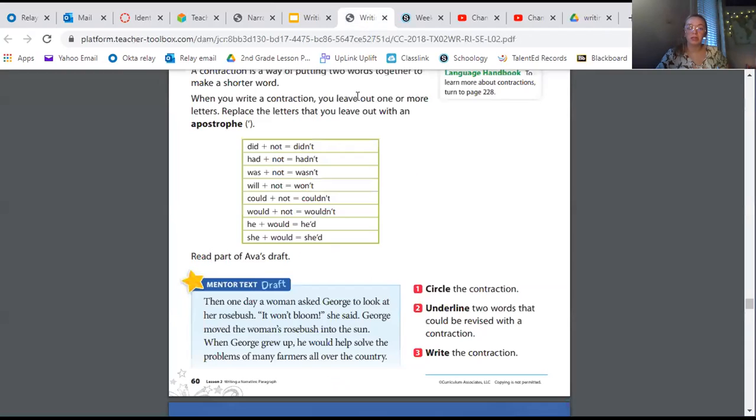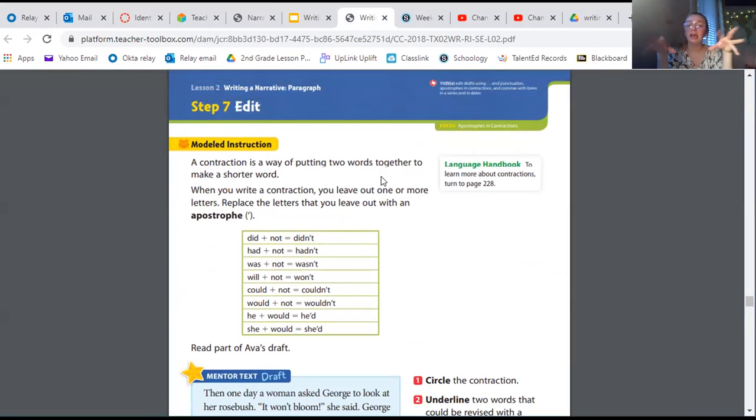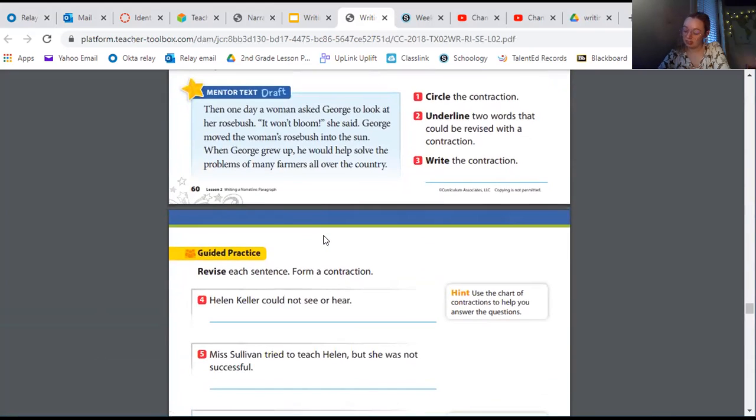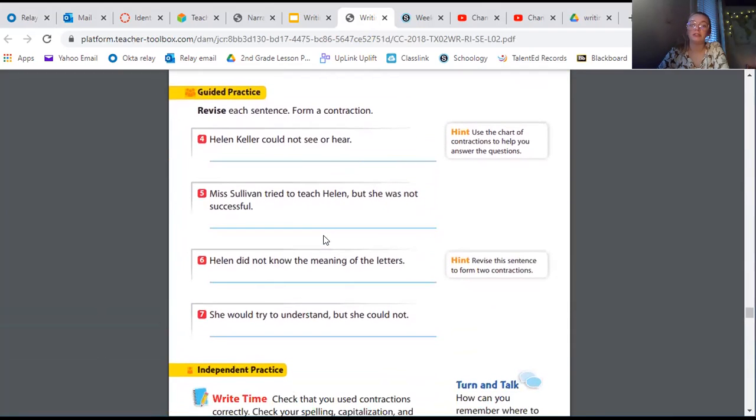So yesterday we talked a little bit about contractions, if you remember. A contraction is a way of putting two words together to make a shorter word. All right, so for example, did and not equals didn't. Today we're going to get a little bit more practice making contractions.